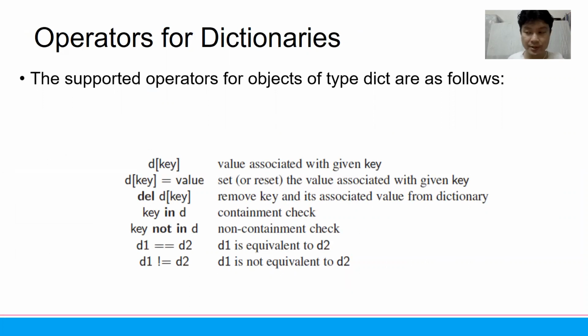Operators for dictionaries, yeah, basically it is the same as for the list. So you can see the key. What is the key? If you use a list, the key is the index number. So number 1, number 2 represents the index, but in dictionaries you need to call the key, and you want to set the key to something related with the value, or you want to delete or remove the key, and you want to check whether the key is in the dictionary or not in the dictionary. And you can also check whether dictionary 1 is equivalent with dictionary 2, or dictionary 1 is not equivalent with dictionary 2.